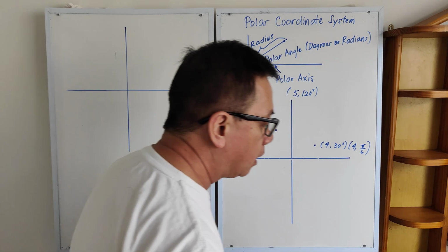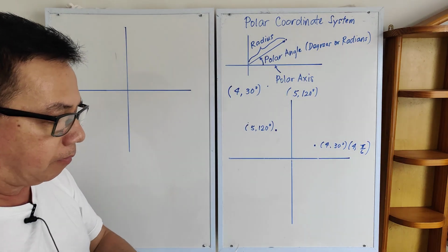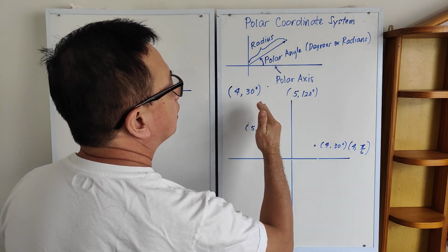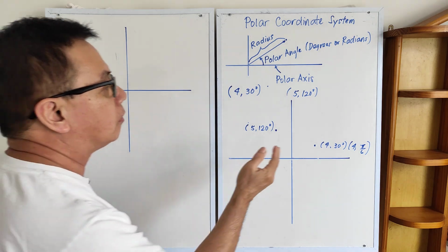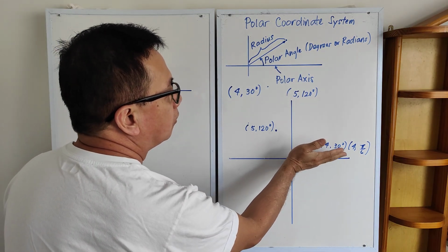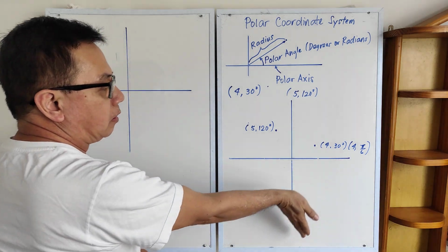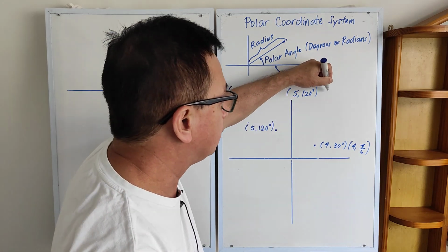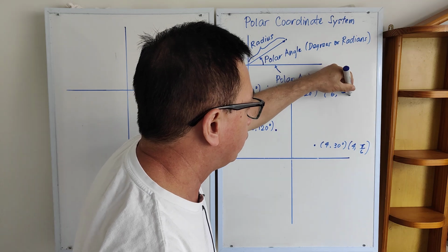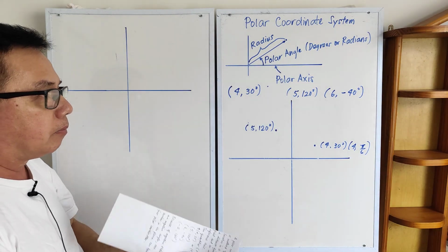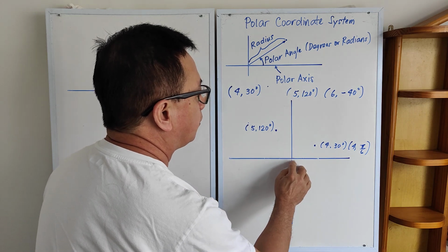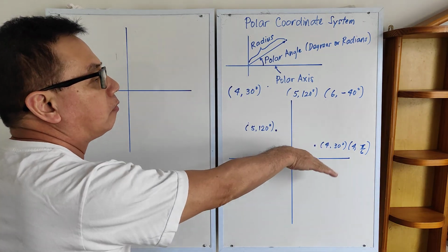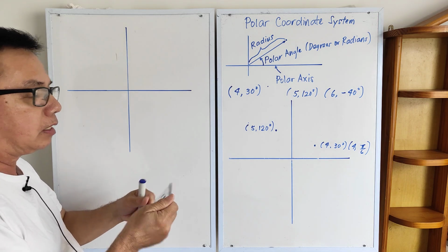Now it can also have a negative angle. So the angle, if using counterclockwise, would be positive, but it can also be negative. So if the angle is negative, you go clockwise. So from here it goes to the other direction. So for example, we have another number, 6 and negative 40 degrees. So from this polar axis, we measure 40 degrees but going clockwise. So we need negative 40 degrees.